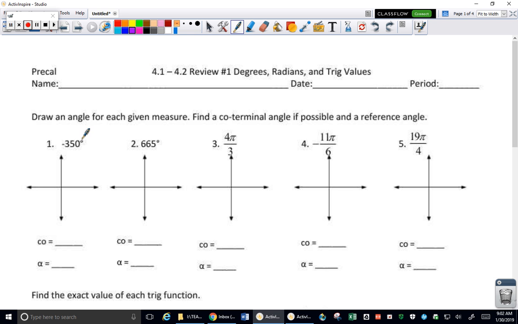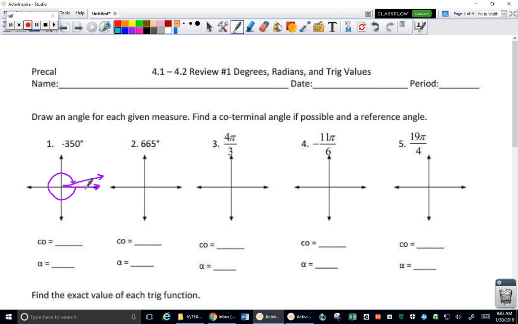So negative 350 degrees. Here's where we start along the positive x-axis, and negative degrees means go clockwise. I'm going to draw an angle going clockwise, almost all the way around. There we go, so there is my negative 350 degree angle. It ends up being in the first quadrant.